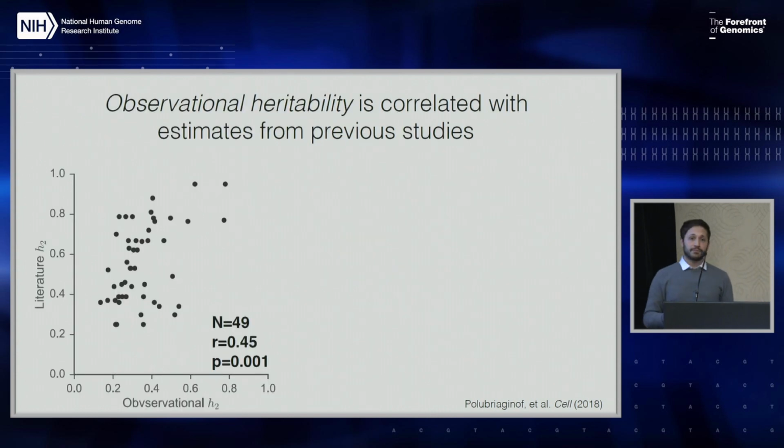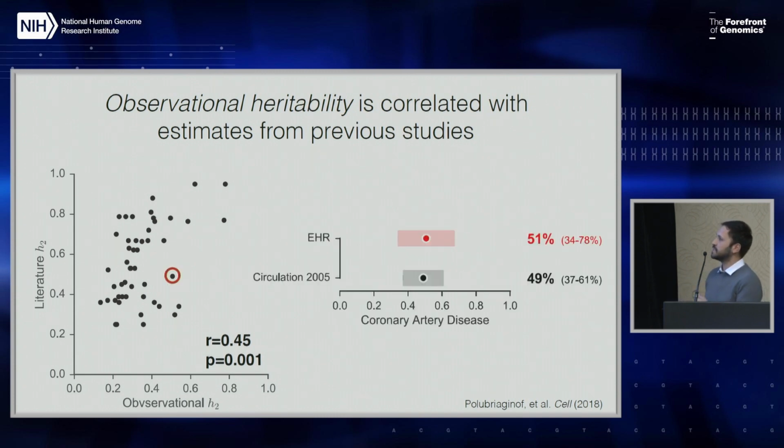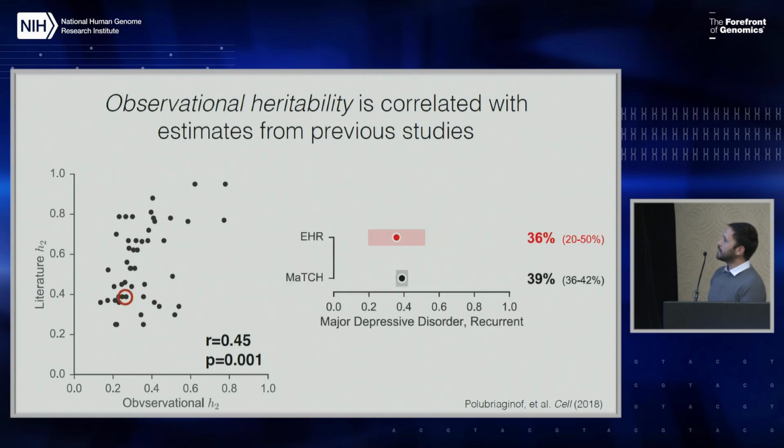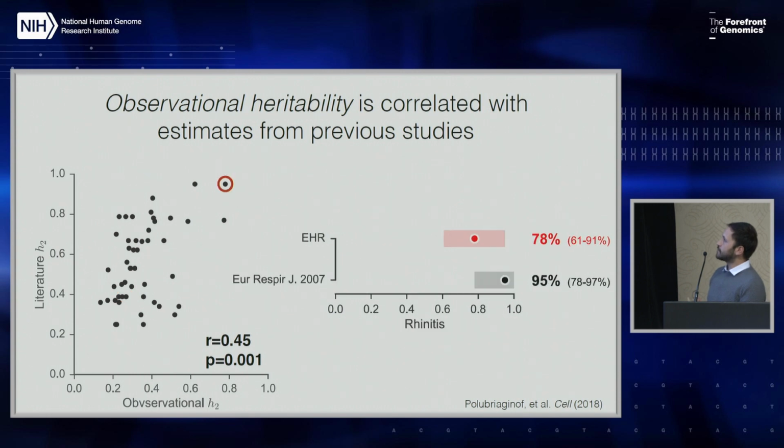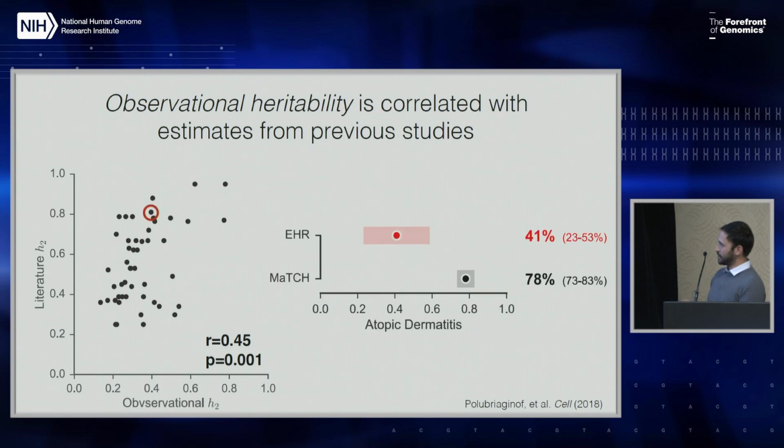Overall, we compared this result to 49 different published studies of heritabilities of traits that we think clearly mapped to things that could be measured by the EHR, mostly just conditions and diseases. And a lot of them we get right. Coronary artery disease, we say 51%. Circulation 2005 article says 49. A major depressive disorder, we said 36, 39% from the literature. Rhinitis, we said 78, 95% in the literature.